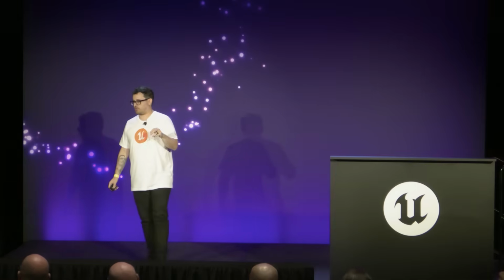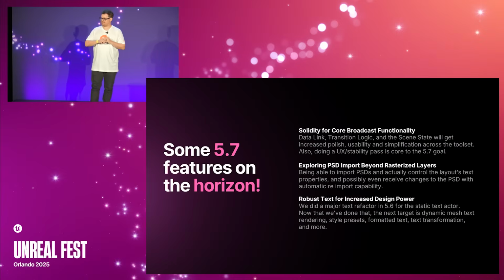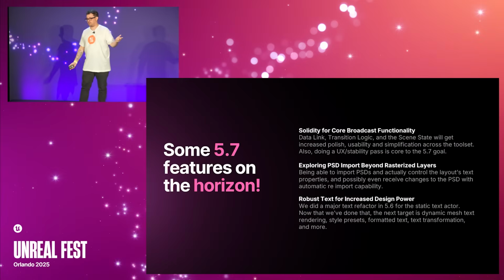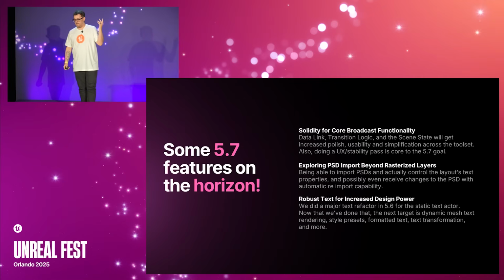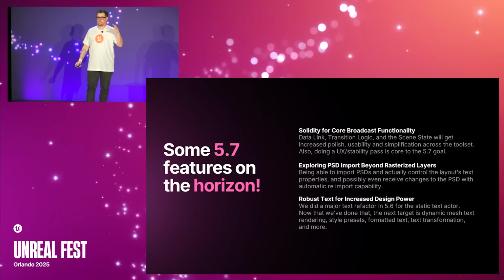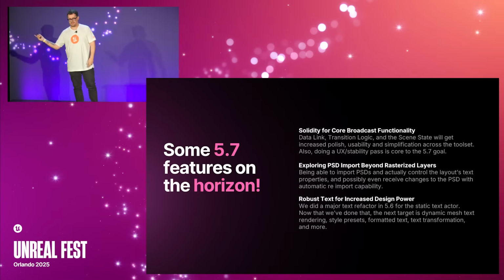Robust text for increased design power. Text is extremely important for any sort of broadcast graphic. I think anyone can agree to that. It's extremely important to any motion design graphic, any cloner style, anything. We did a major text refactor in 5.6 that took what we had, called the AvaText actor, and we also had a static text actor, or 3D text, I should say, text 3D. We realized that now is probably the time to finally combine those things together.